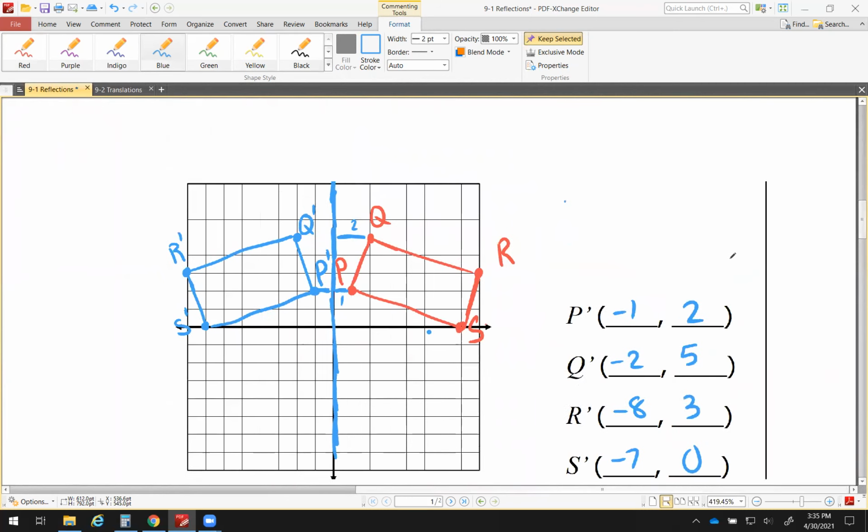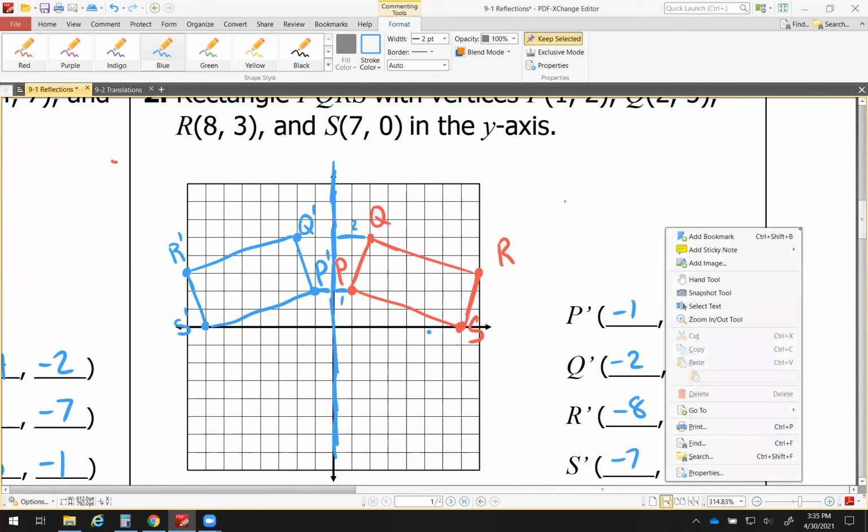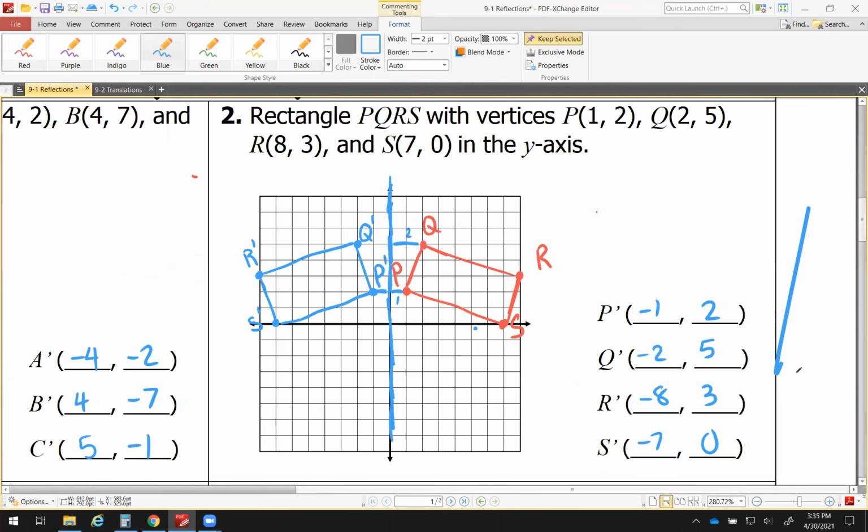And if you take a look at these points and their originals, this time, since we reflected over the y-axis, the x values went from positive to negative and the y value stayed the same. Okay? So when you're reflecting over the x or the y-axis, you can just change the sign of one column, depending on which one you're doing.